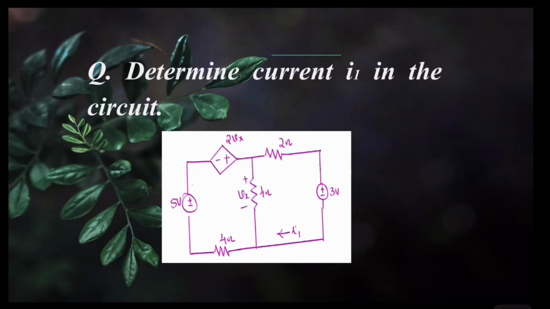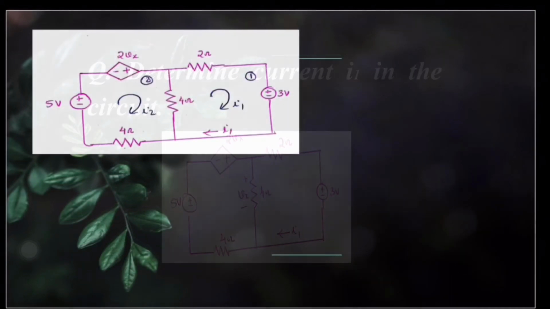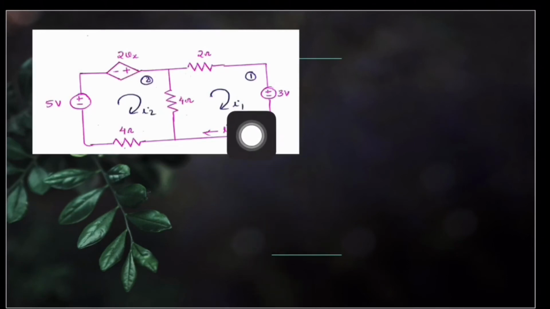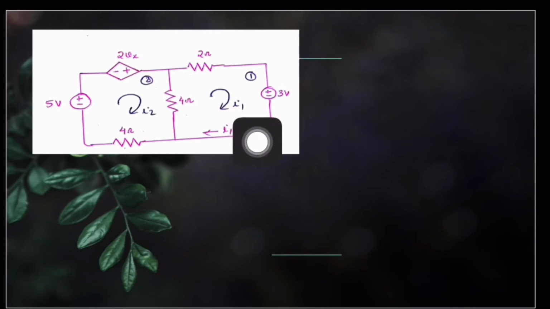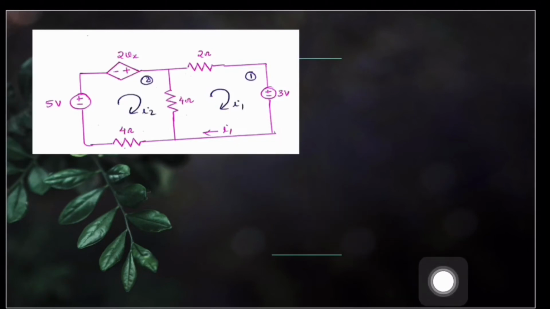Any guess? Next, we are supposed to find all meshes present in the network. When we scrutinize it, we can see there are two meshes. Consider this as the first mesh and this as the second mesh. Let us label I1 as the mesh current in the first mesh in clockwise direction and I2 as the mesh current in the second mesh in clockwise direction. Here, I1 is already defined in the question. That's why I selected this as mesh 1. Got it?